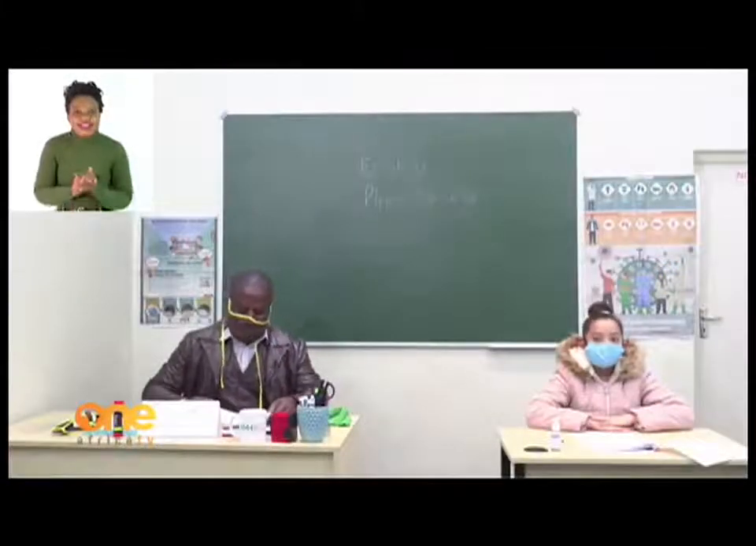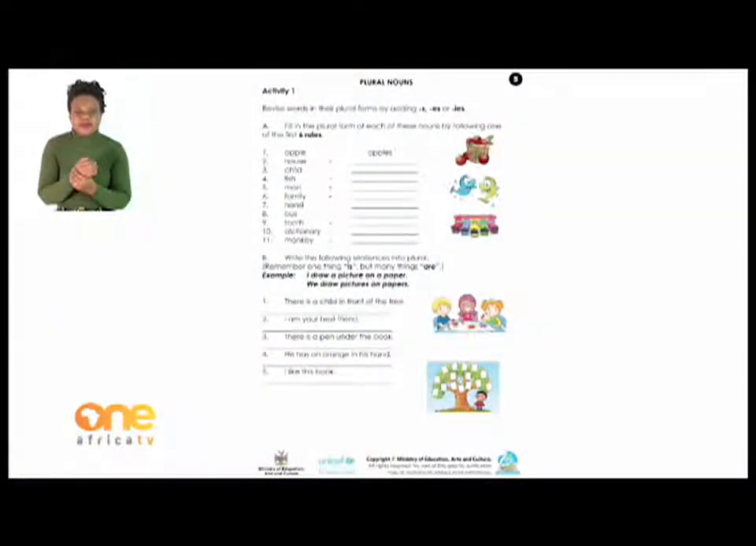Let's turn our books to page 5, where we have our activities. Let's start with activity number 1. Fill in the plural form of each of these nouns by following one of the first 6 rules. You can see that there are different nouns ending with different letters there, meaning to say you need to consider the first 6 rules that we talked about.